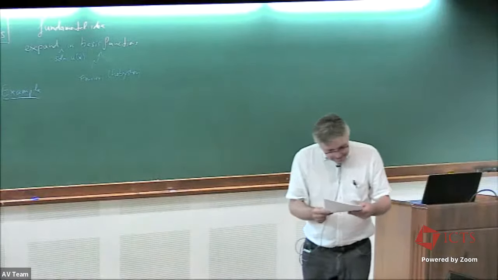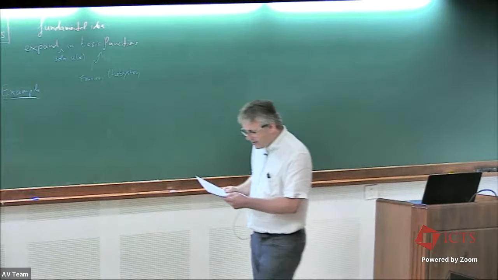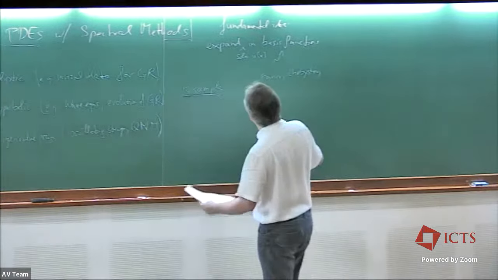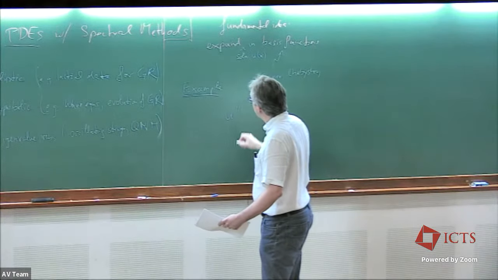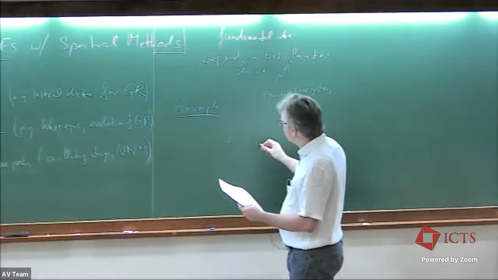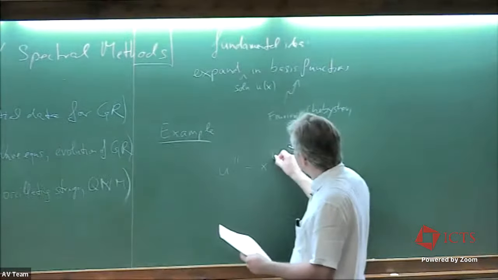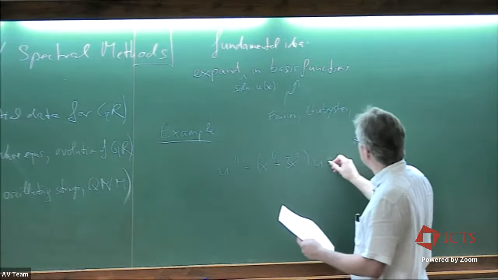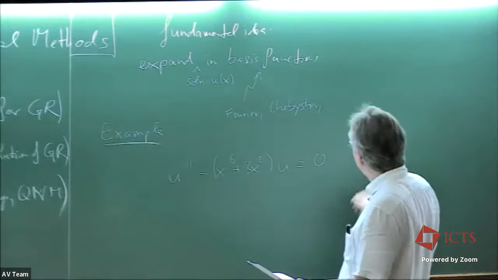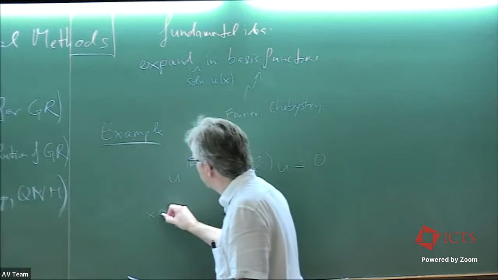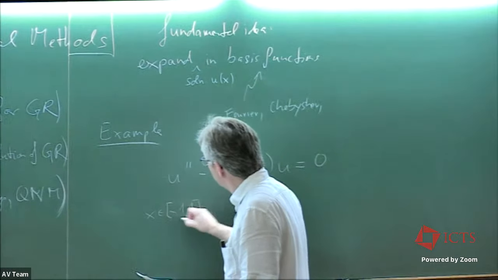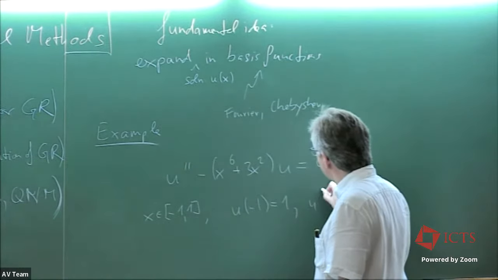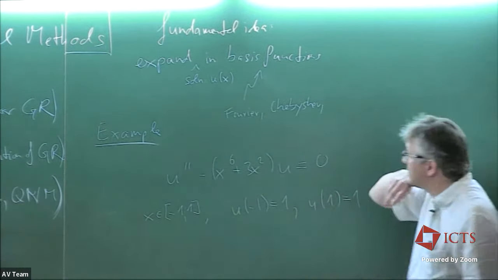Okay, so our first example is a nice little ODE, an elliptic ODE: the second space derivative of a function u, plus (x minus x to the 6 plus 3x squared) times the function itself, equals 0. We have x in [-1, 1]. And we have boundary conditions. At -1, u is supposed to be 1. And at +1, u is supposed to be 1.